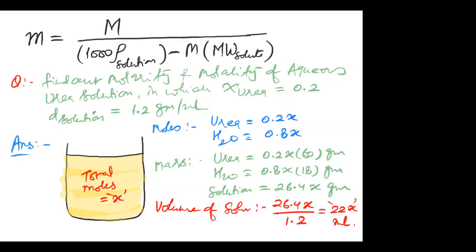So I'm repeating again, as per my question is concerned, everything is given to you. Now you know the mass of solute, mass of solvent in terms of x, and volume of the solution. So to calculate molality or molarity, whatever you need, now you have everything. You have to just apply the related formula. As per molarity is concerned, it is moles of solute, which is 0.2x, divided by volume of solution, which is 22x milliliter, multiplied by 1000.